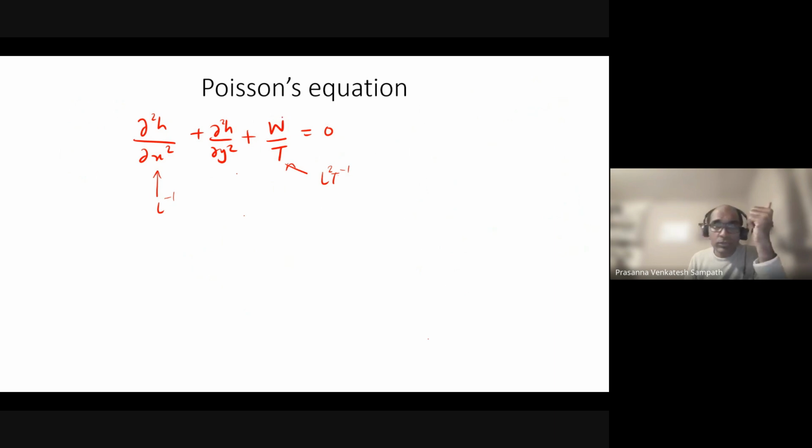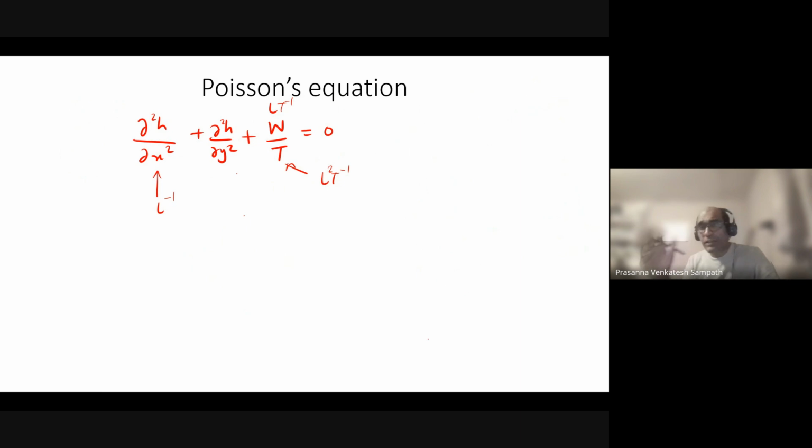Okay, so this W, in order to be dimensionally homogeneous, must have units of L T minus 1. Only then, when I do L T minus 1 divided by L square T minus 1, I'll get L power minus 1, right? So basically, it's some kind of, let's say, external source, which I'm writing in units of meters per day, for example.